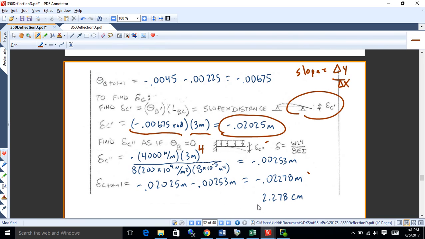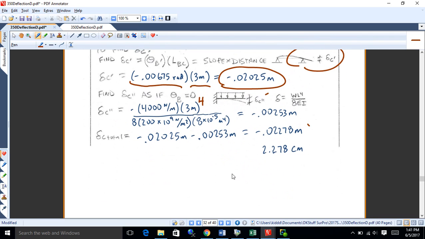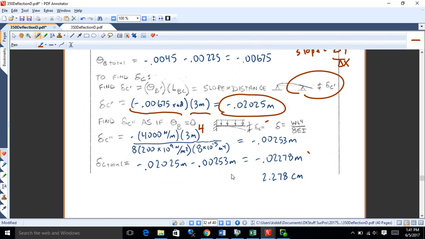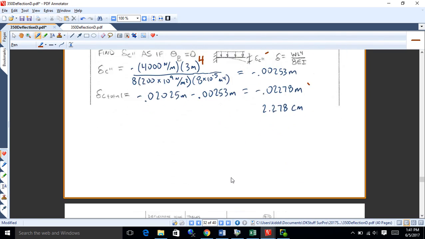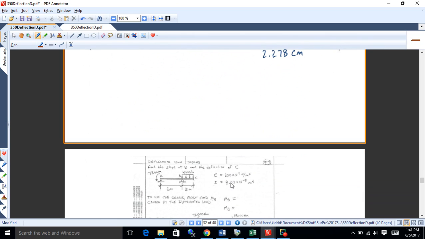So that's one little trick there. That's, as far as I know, the standard way to handle these overhangs. Look at the couple they created, their adjacent support. Look at the angle that causes and multiply it by the length of the overhang. And then also look at the effects of whatever load is on the overhang too, as far as how it bends the beam. So we're good with that? We're good?